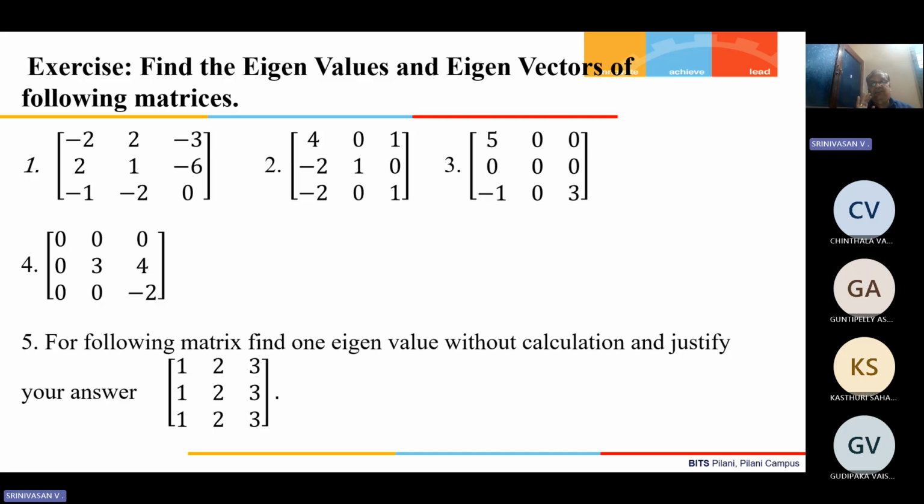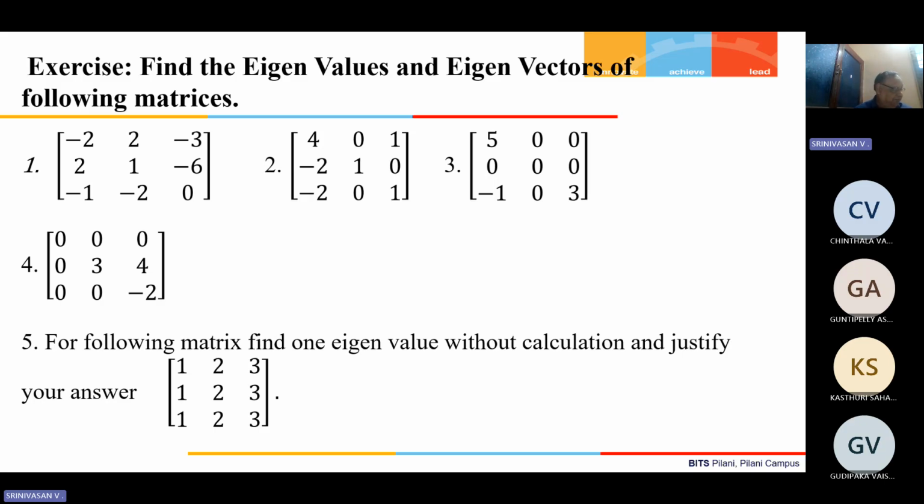And justify your answer. That means you verify by finding eigenvalues. If you take the characteristic equation and solve for lambda, you get 0, 0, 6. Actually, you get two zeros. 0, 0, 6 are the eigenvalues. And trace of A, 0 plus 0 plus 6, equals 6. And you can find trace of A here: 1 plus 2 plus 3, 6. Okay, this is the justification.